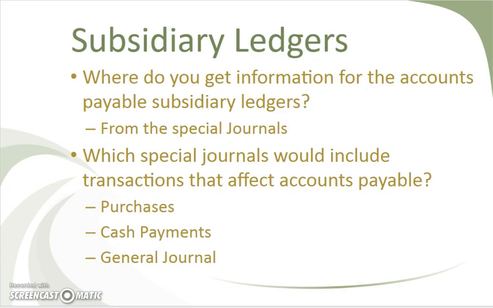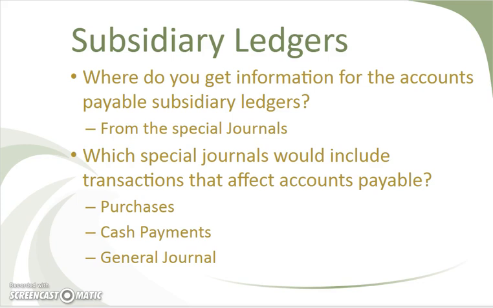So where do you get the information to record into a subsidiary ledger? And the answer is you get it from the journals, just like you did with small businesses. When we did ledgers with small businesses, we took all the transactions that were listed in the general journal and we recorded them into the ledgers. Corporations do the same thing, except that they have special journals to look at. So they need to look at the transactions from the purchases, from the sales, from the cash payments, from the cash receipts, and the general journal, and then take those transactions and put them into the ledgers.